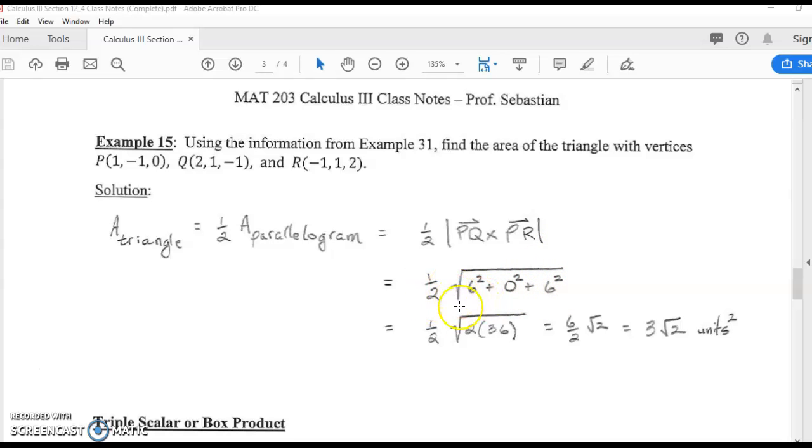So that's 1/2 the square root of 6 squared plus, there is no j, so 0 squared plus the component of k, 6, so 6 squared. So this is 36 times 2, or 72. It's easier just to leave it as 36 times 2, because the square root of 36 is 6. Bring out that 6, you get 6 over 2 is 3. You're left with the square root of 2, so 3 square root of 2, and then the units are units squared because it's an area.